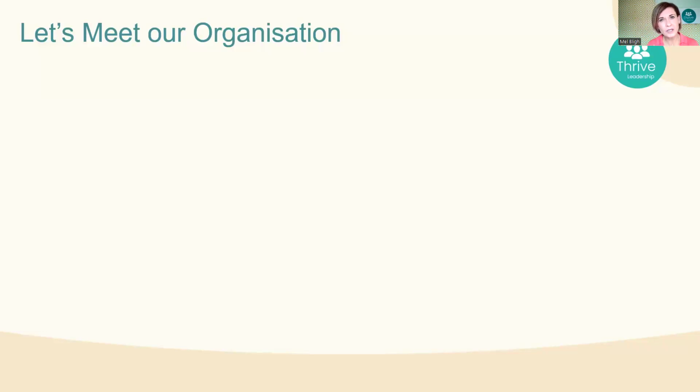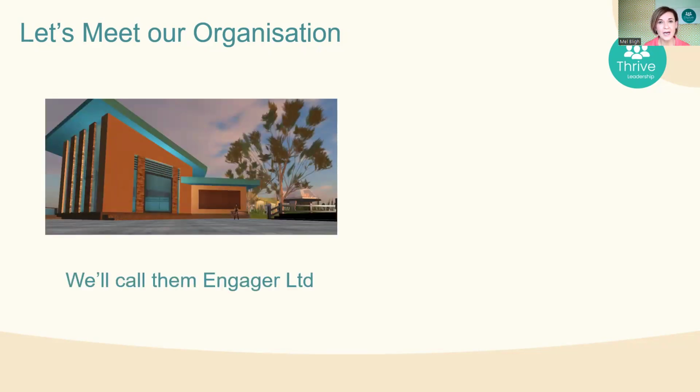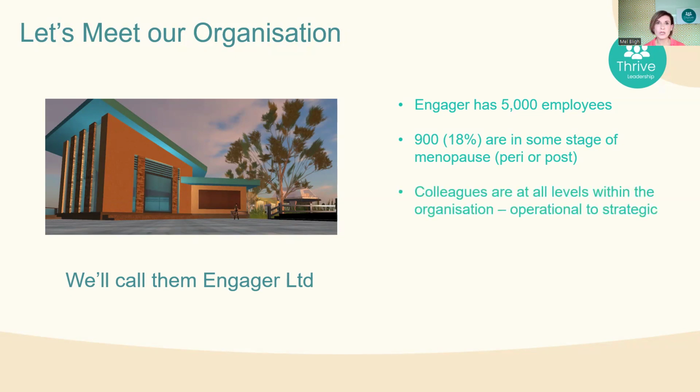So to help you gather your own data, I'm going to use a case study. We're going to call this company Engager Limited, and I'm going to give you some facts around Engager. So they're a fairly large organisation. They've got 5,000 employees, and 900 of those are in some stage of menopause. When we say menopause, we're talking about the perimenopause, which is the time running up to the final period, and postmenopause. So on national data, we believe that's around 18% of our workforce are in this stage of their life. In Engager as well, we've got colleagues from all different levels of the organisation, from frontline operational staff to key decision makers, strategic colleagues.